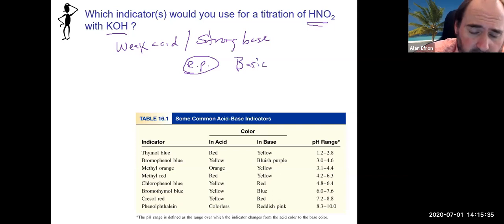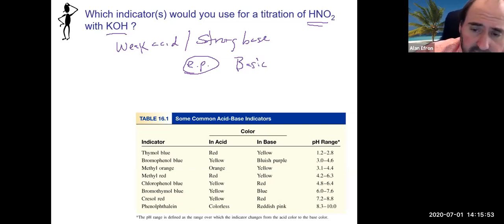And no matter what the situation is, it will be basic, just like we saw in the calculation, that at that point, the only thing that we have left is a salt that will go through hydrolysis. The salt that goes through hydrolysis will produce hydroxide, and we know that the pH should be basic.